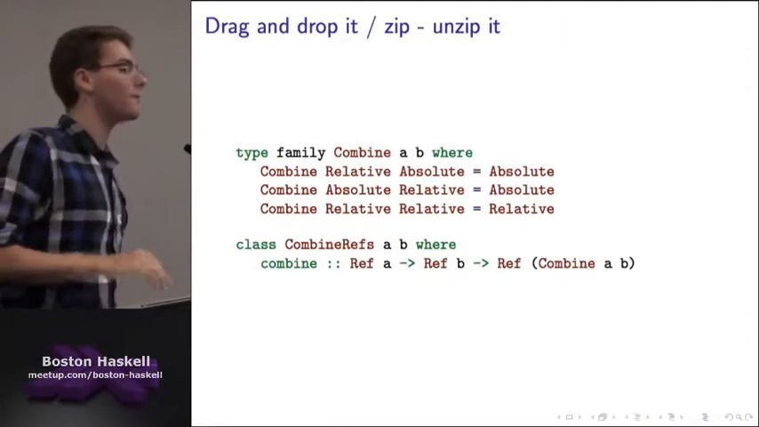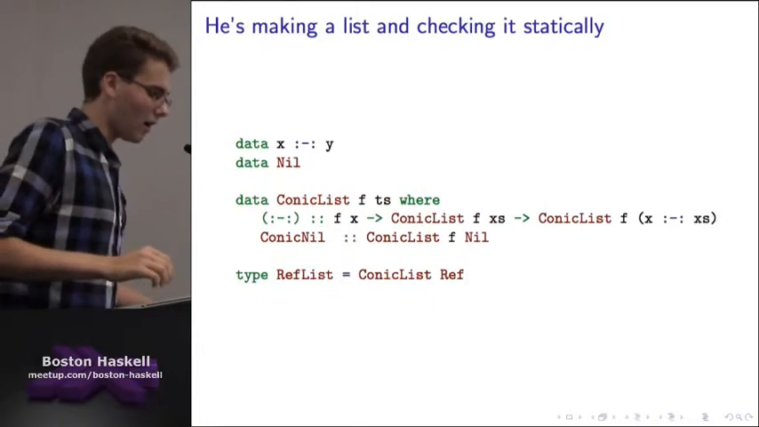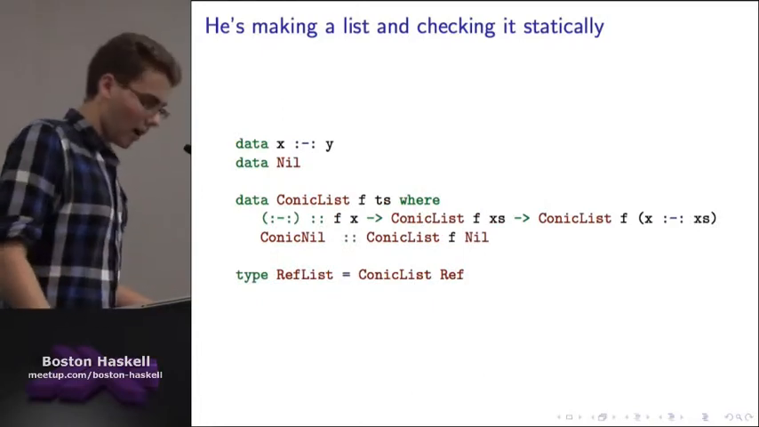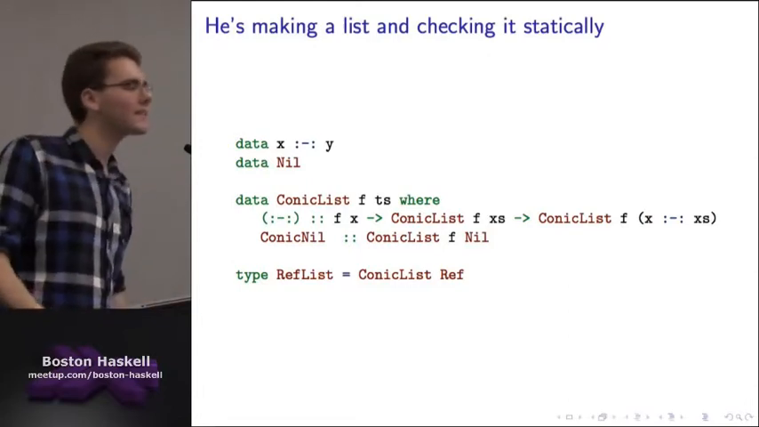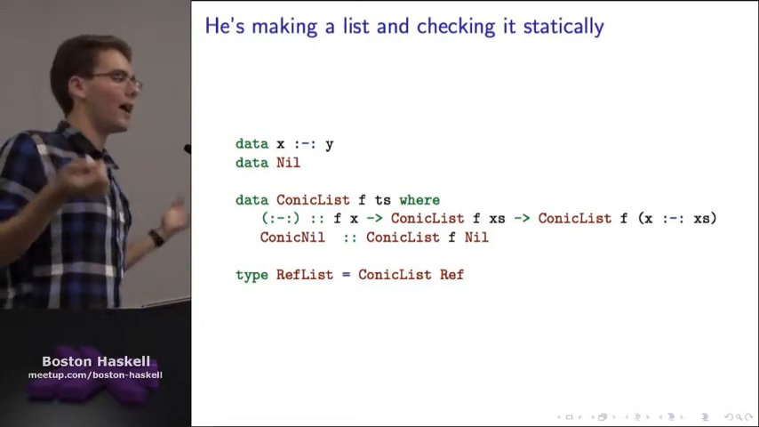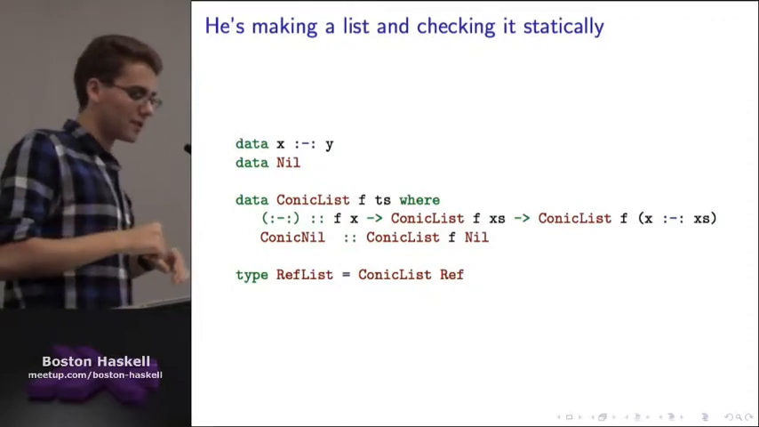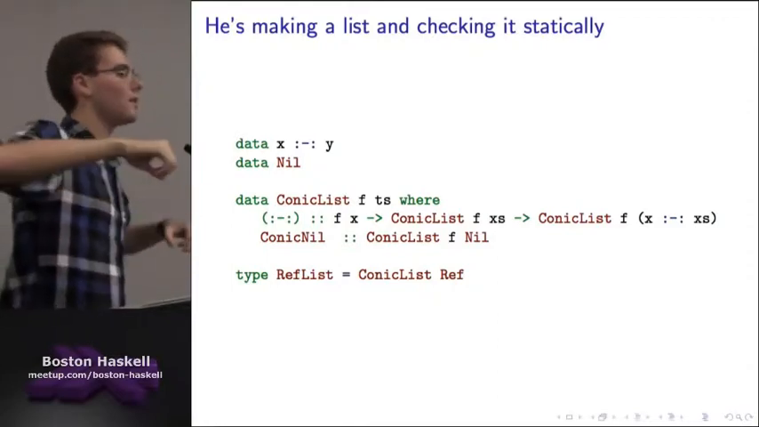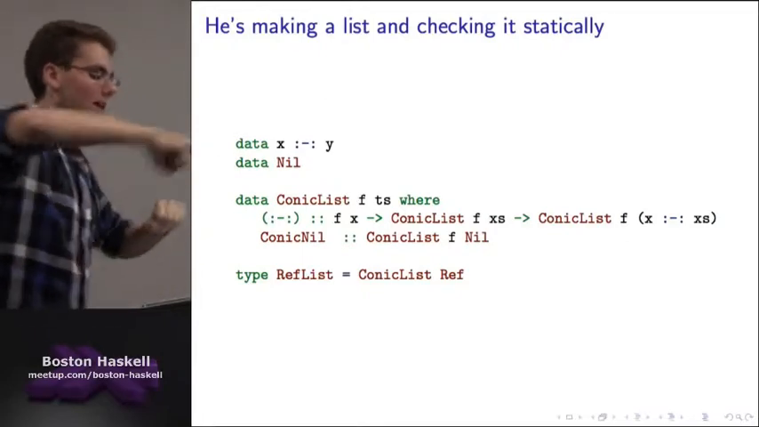Or specifically enforcing laws about what are the allowable instances. We can define lists. I'm calling these conic lists. I've seen them called T lists. I've seen them called F lists. Basically, all they are is a heterogeneous list, except that everything in the heterogeneous list is inside of some functor F.